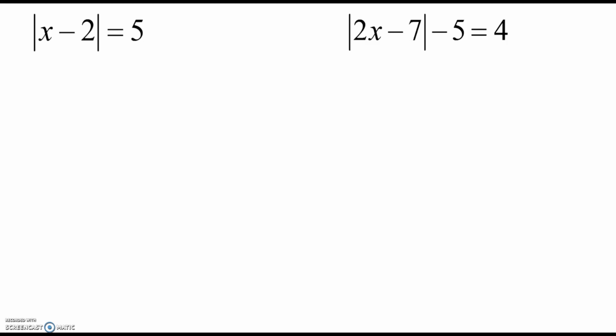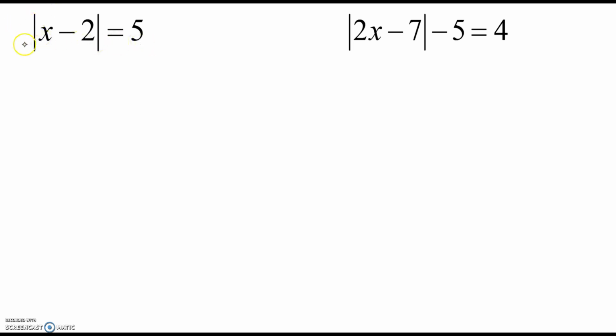Hey guys, let's solve some absolute value equations. Looking at my first example, I have the absolute value of x minus 2 is equal to 5. The first step when solving these equations is to make sure that the absolute value part of the equation is isolated. In this case, it is.